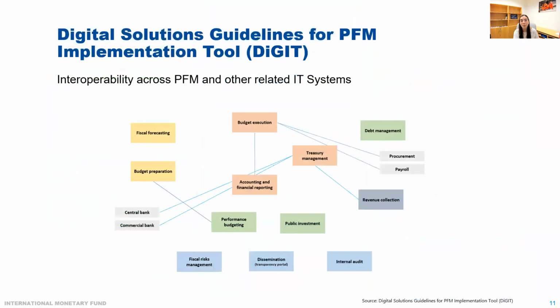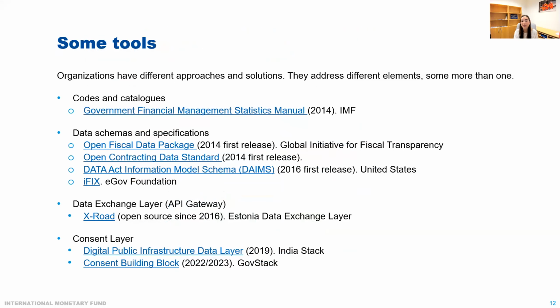We have a digital solution guidelines implementation tool, we call it Digit, that looks also at interoperability. So you can check here which systems you have and which systems are already connected, because you would like this web to be full, all connected to each other, and eventually seeing this as a full web, a spider web.